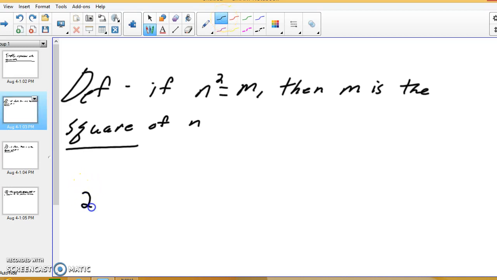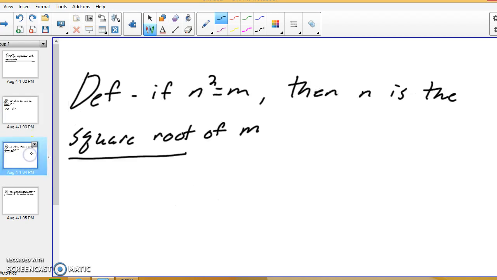Say you have 2 squared equals 4, then 4 is the square of 2. Similarly, 3 squared equals 9. 9 is the square of 3, again, because 3 squared equals 9. So nothing too complex there.